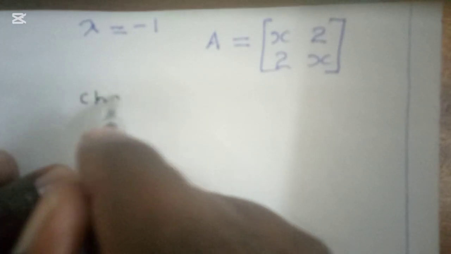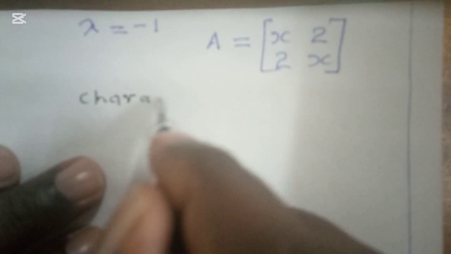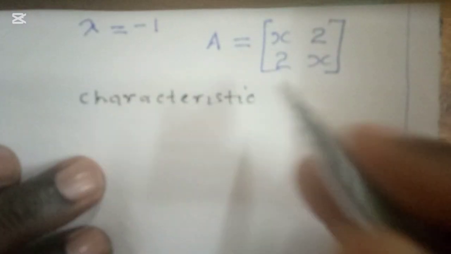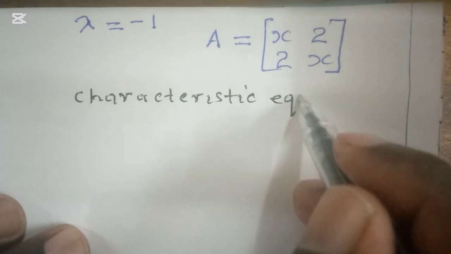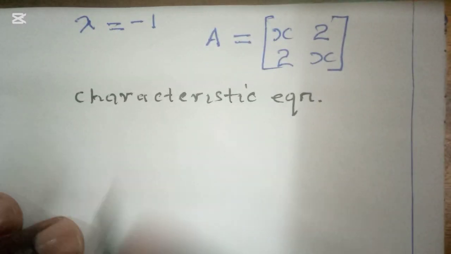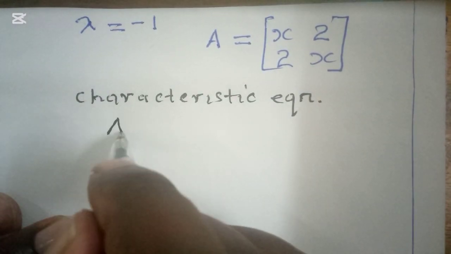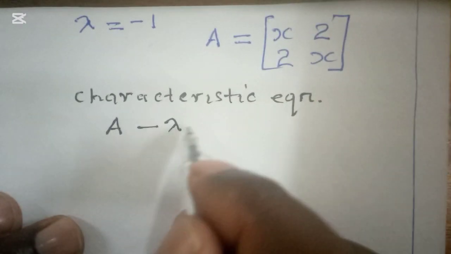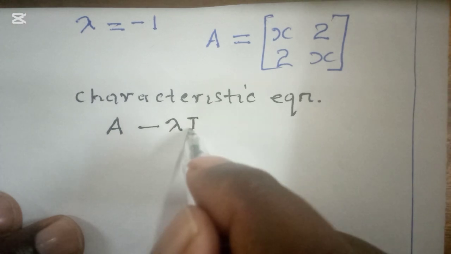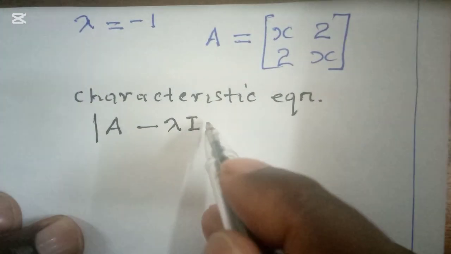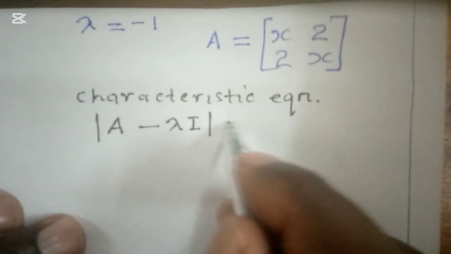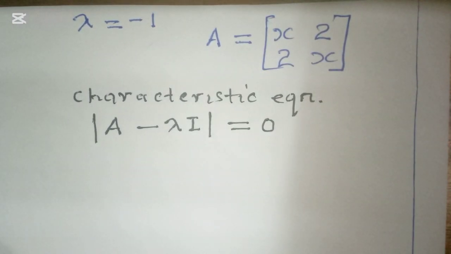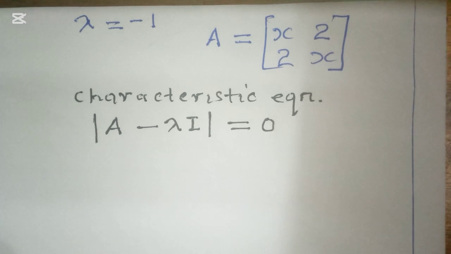Because that one, guys, we can just write it down. Characteristic equation. And the characteristic equation for finding eigenvalues is written like this: A minus lambda times the identity matrix. When you get the determinant of that, you are supposed to get 0. So therefore, guys, we now start doing our question.